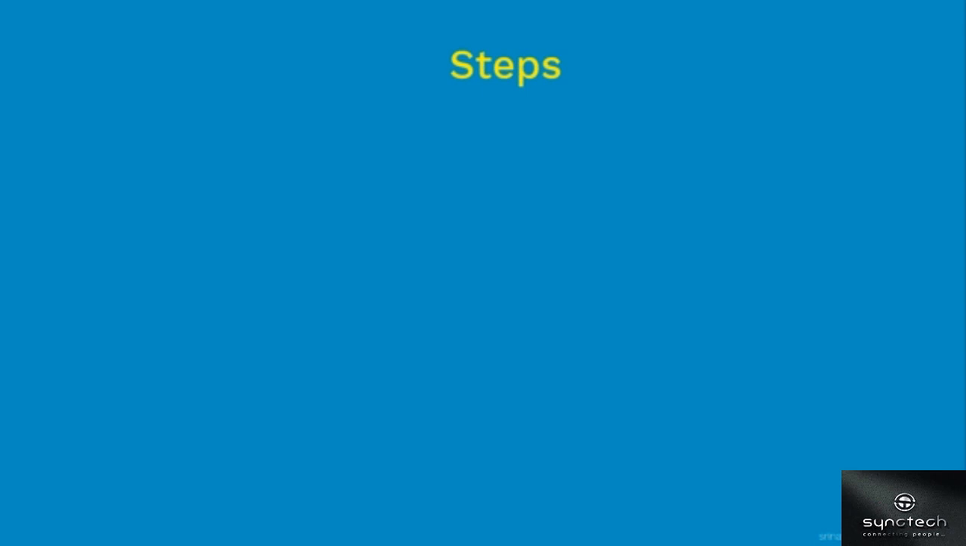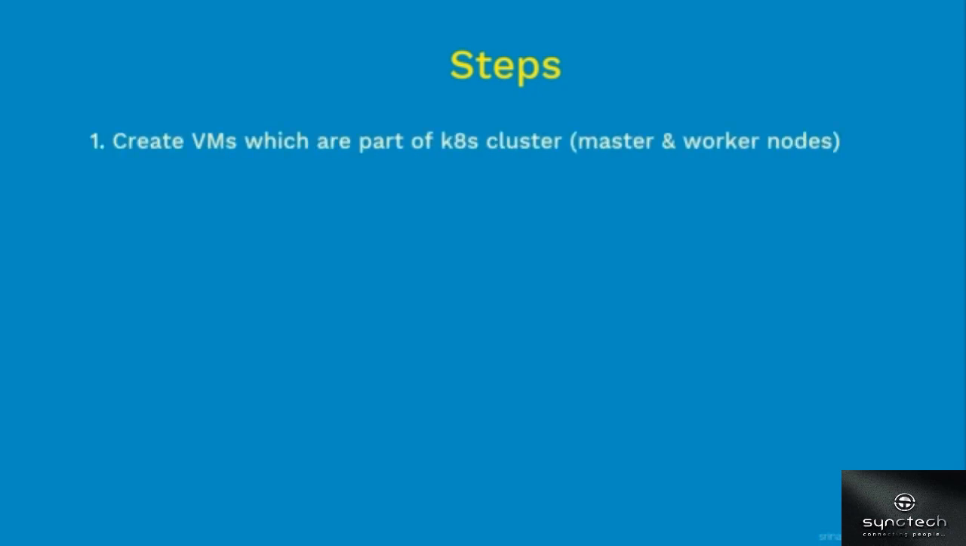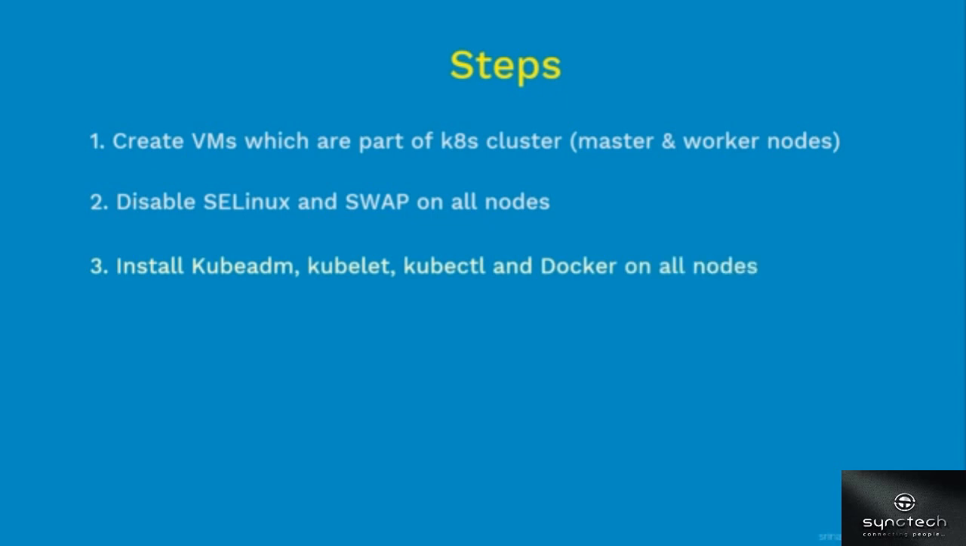In this slide, we'll discuss the 6 steps involved in creating Kubernetes cluster. In the first step, we'll create the VMs which are part of Kubernetes cluster. In the next slide, I'll show you how many VMs we'll be creating. Then, we'll disable SELinux and swap on all nodes. After that, we will install the 4 packages. They are Kubeadm, Kubelet, kubectl, and Docker on all nodes, including Kubernetes master and the worker nodes.